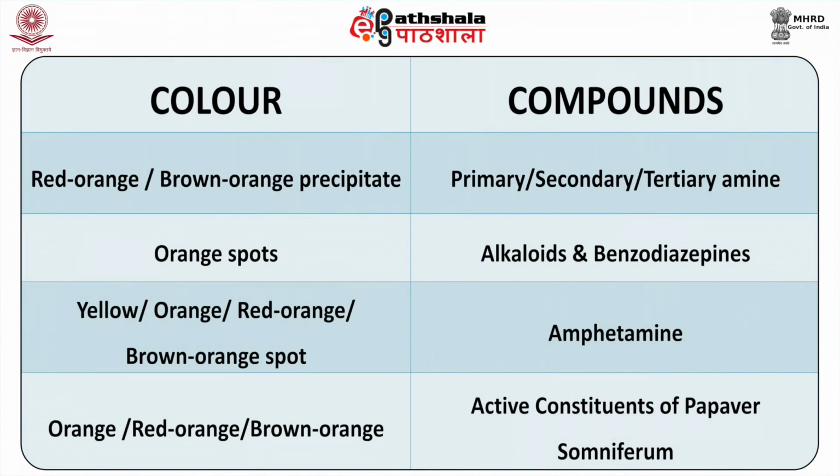Now this table shows in the first column the color, and in the second column the compounds for which they are valid. If it is a red to orange or brown to orange precipitate, the compounds present are primary, secondary or tertiary amines. For orange spots, the compounds present may be alkaloids and benzodiazepines. For yellow orange, red orange or brown orange spots, amphetamine. For orange, red orange or brown orange, active constituents of Papaver somniferum.